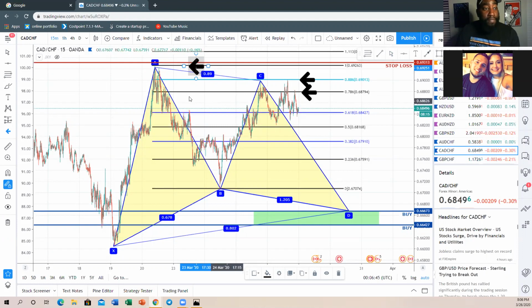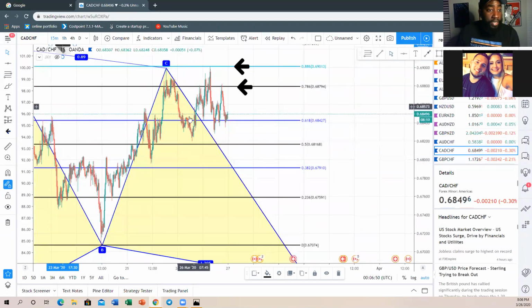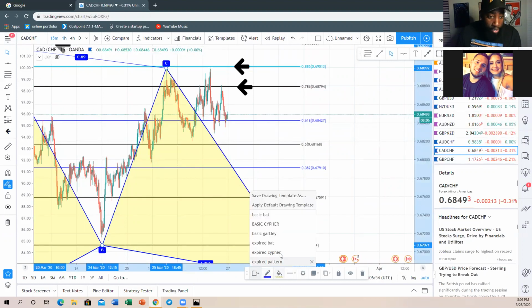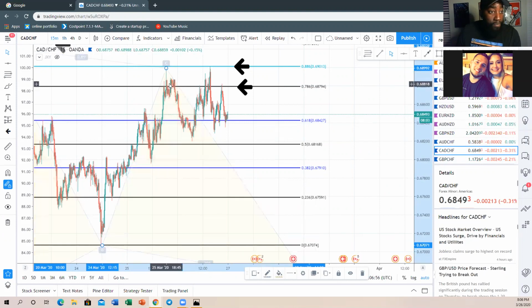Now, a perfect example of that is actually right here on the smaller pattern. Let me drop down right here. Let me ghost this out so you guys can see what I'm talking about. Expired pattern, bam. Matter of fact, I'll turn you off because it's hard to see.